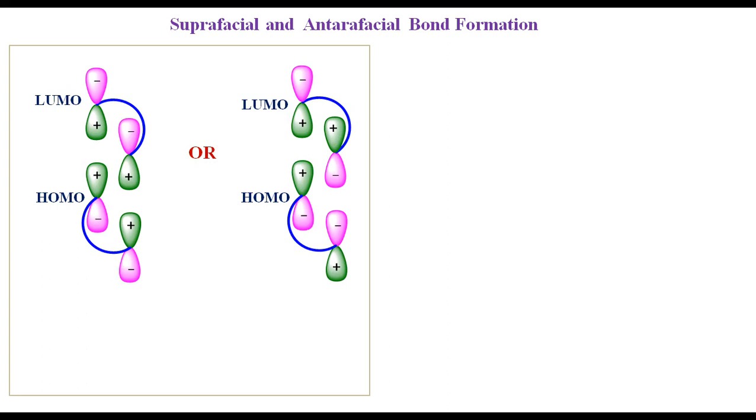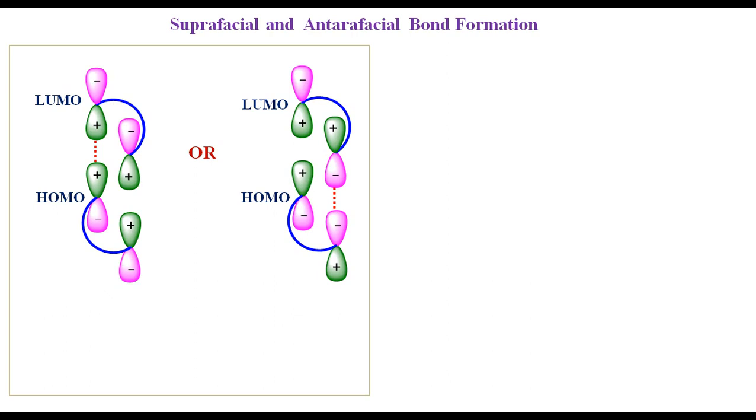For the cycloaddition reaction to occur, HOMO of one reactant interacts with the LUMO of other. Positive terminal lobe of one can interact with the positive terminal lobe of other, and negative terminal lobe of one can interact with the negative terminal lobe of other.